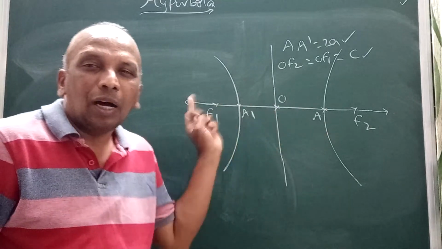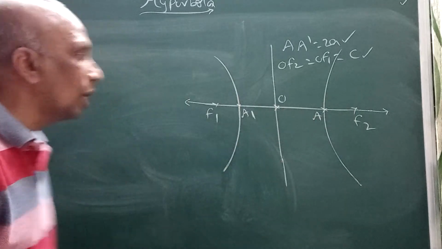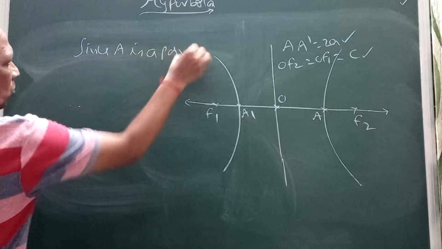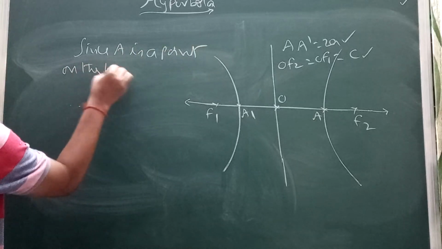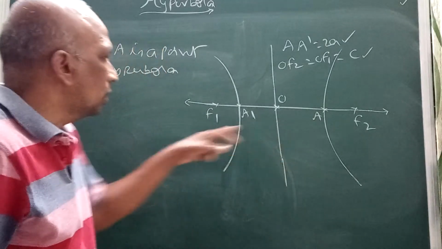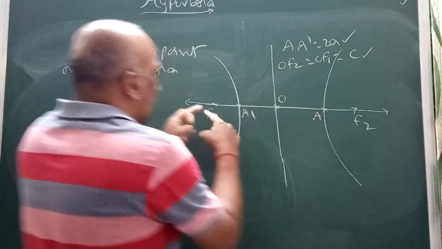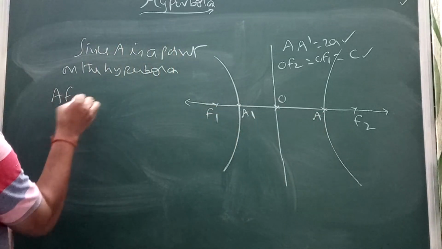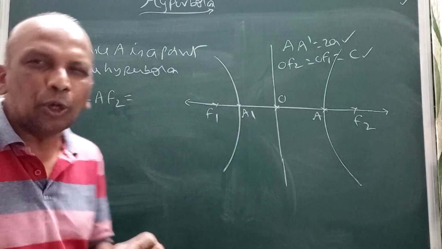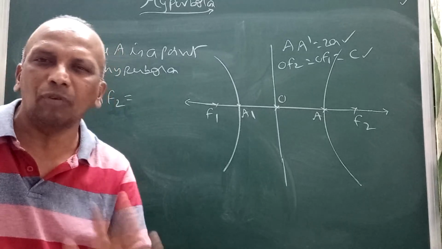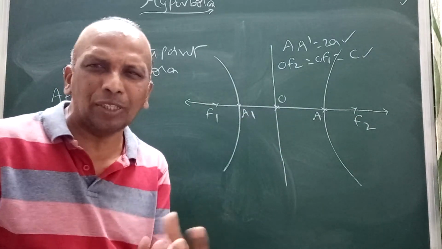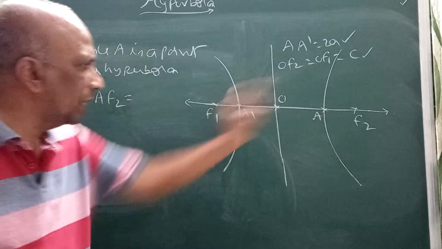Since A is a point on the hyperbola, I can consider the difference A F1 minus A F2. This should be constant. What about the constant value? A F1, because this is the farthest point and this is the nearest point, the difference is always positive. You take the farthest point and the nearest point.